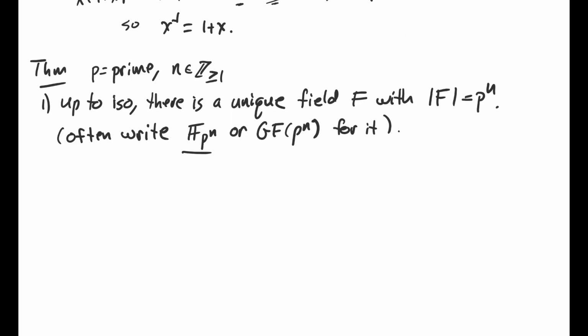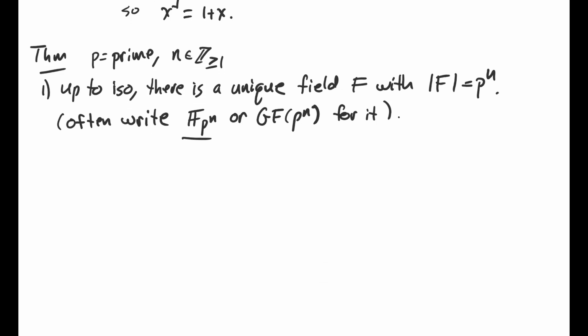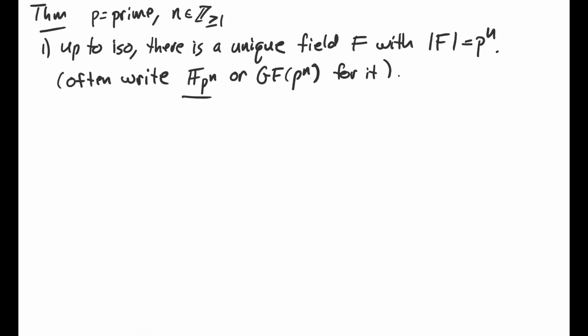Okay, so let's start with the prime p and any natural number n, at least 1. Part 1 of the theorem says that up to isomorphism, there is a unique field so that the order of that field is p to the n. So it's both existence, there are always fields like this, and uniqueness, just one. It's only a single field. There are two main conventions for writing this field. One is F sub p^n. That's how I will always write it. There's an older notation written GF of p^n that stands for Galois field. Anyway, that's part 1.